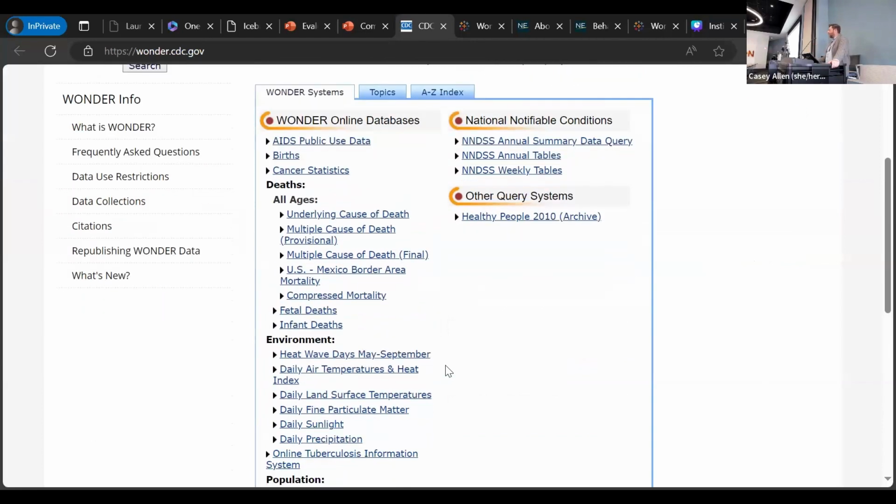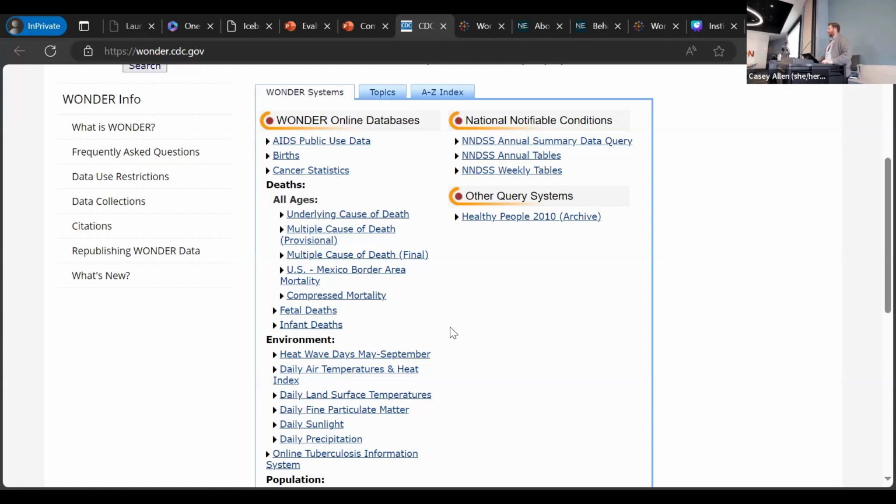So CDC Wonder is an easy to use menu-driven system that makes all of the information resources of the CDC available to public health professionals and the public at large. This provides access to a wide array of information, including vital statistics, mortality data, cancer data, data on the environment, population. It has the National Notifiable Disease Surveillance System incorporated as well, and the Healthy People 2010 survey.